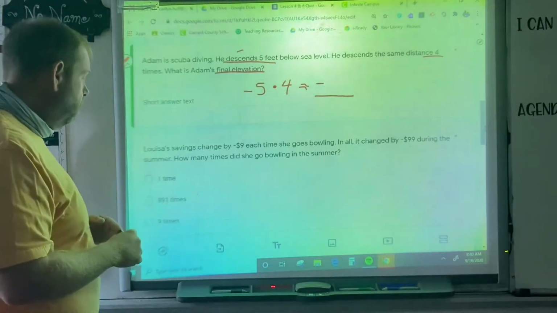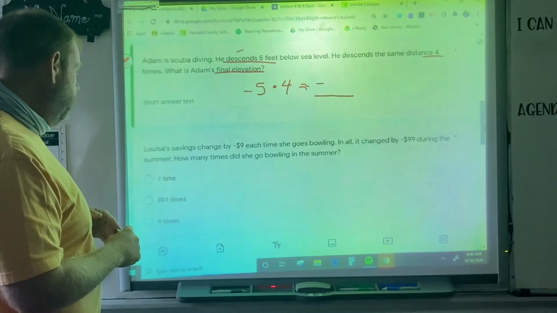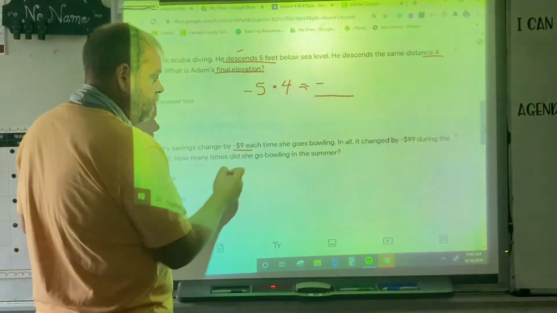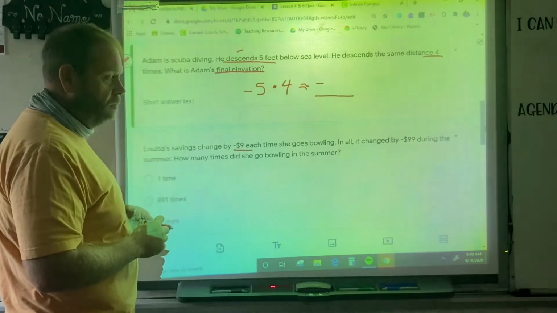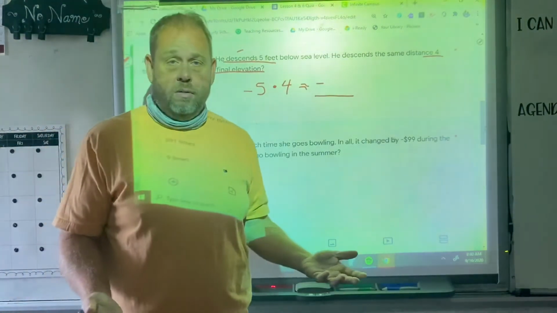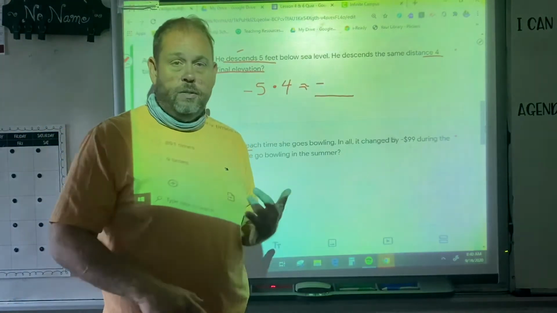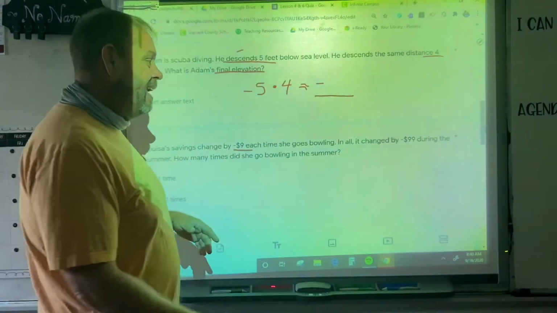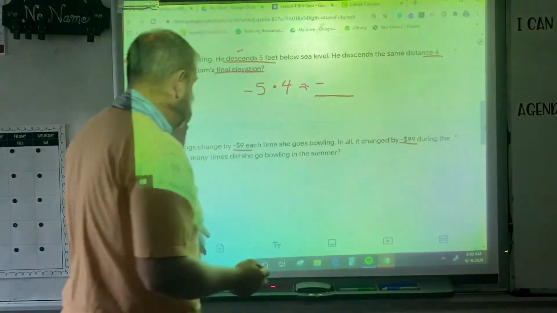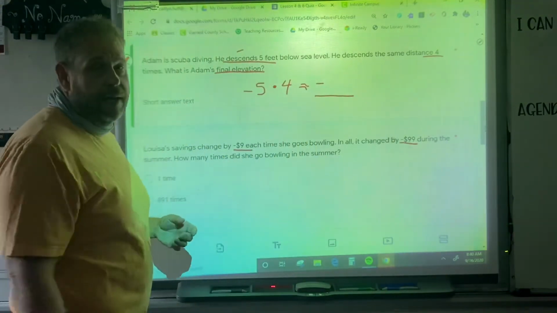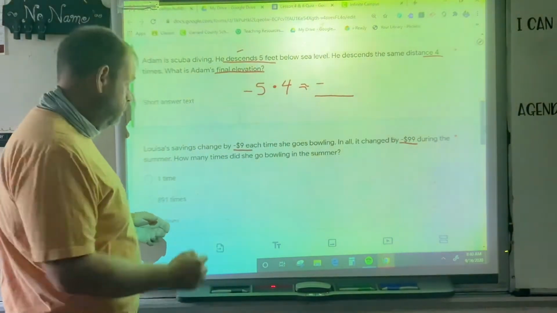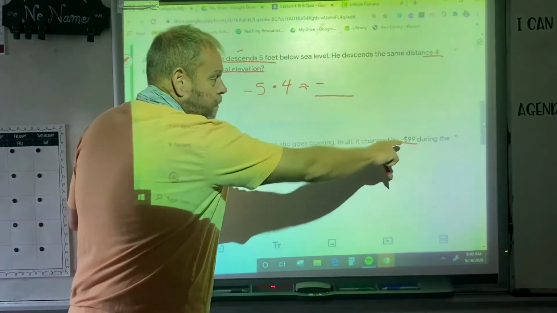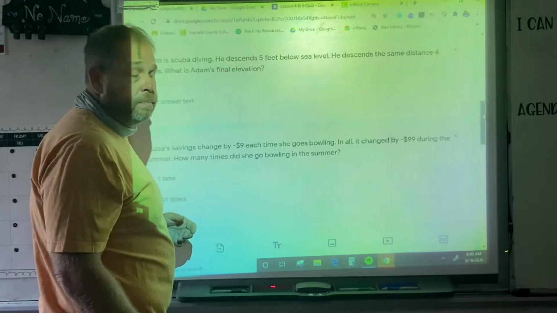Let's look at this one. Louisa's savings changes by negative 9 each time she goes bowling. So every time she goes bowling, she's spending $9. She's paying to bowl, she's renting shoes, $9 each time. And it changed by negative 99 during the summer. How many times did she go bowling? So that's how much it was total at the end of the summer.